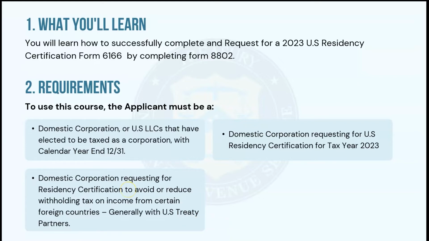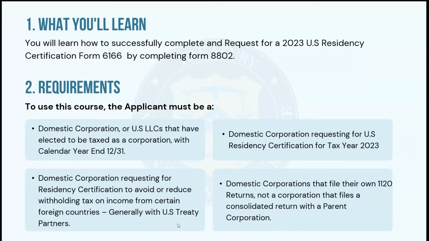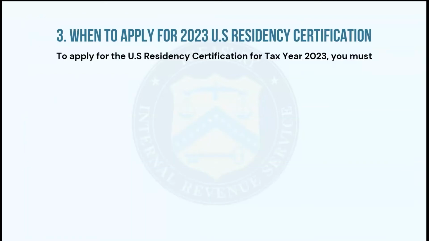So it could be generally with U.S. treaty partners. And finally, the applicant must be a domestic corporation that files their own 1120 tax return. It must not be a corporation that files a consolidated return. The purpose of this video is to teach you how to apply for a 2023 U.S. Residency Certification. You are requesting a 2023 certification, which is next year.